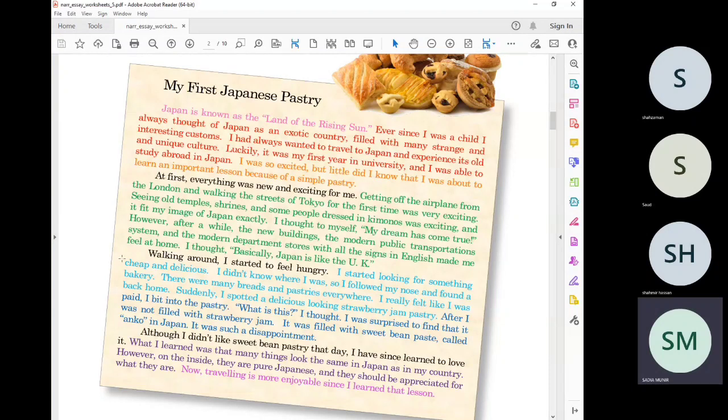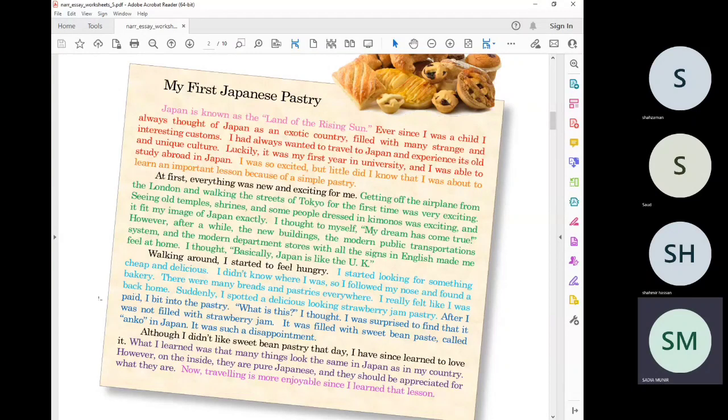However, after a while, the new buildings, the modern public transportation system, and the modern department stores with all the signs in English made me feel at home. I thought, "Basically, Japan is like the UK, right?" So, "however, after a while," all these are transition markers.